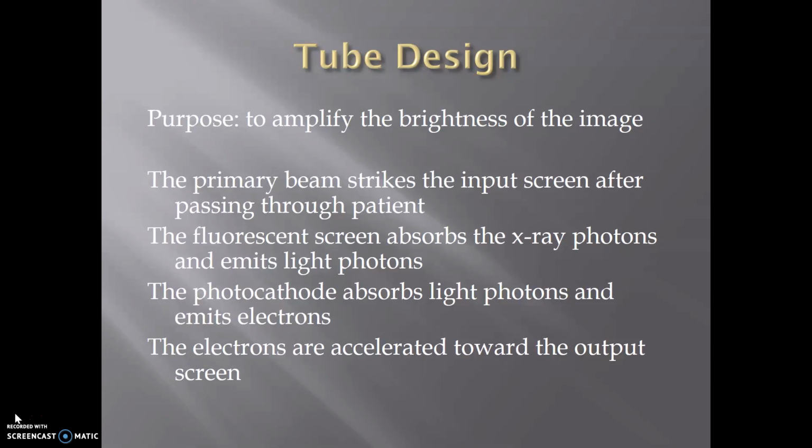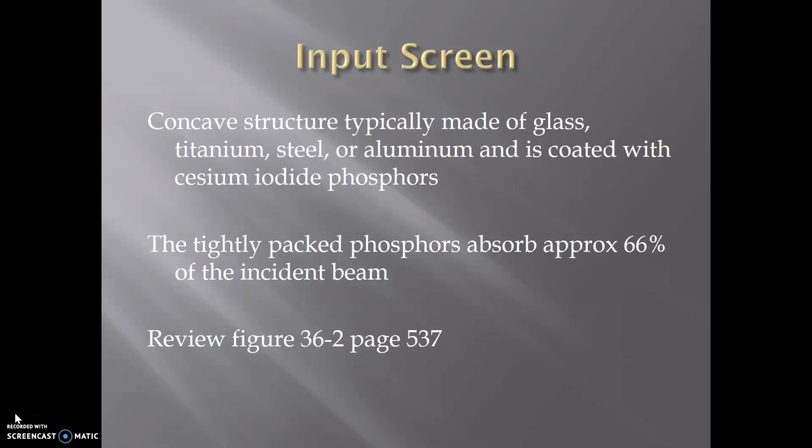The primary beam strikes the input screen after passing through the patient. The input or fluorescent screen absorbs the X-ray photons and emits light photons. The photocathode absorbs the light photons and emits electrons. The electrons are then accelerated toward the output screen. The input screen is a concave structure typically made of glass, titanium, steel, or aluminum and is coated with cesium iodide phosphors. The tightly packed phosphors absorb about 66% of the incident beam.